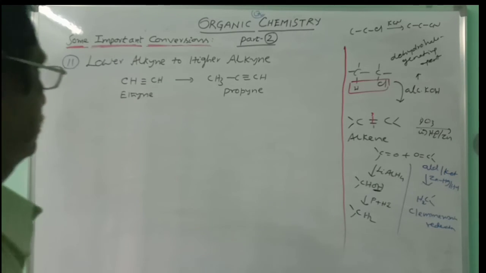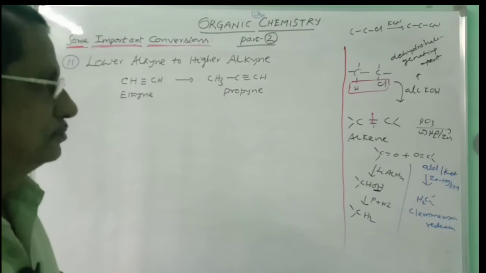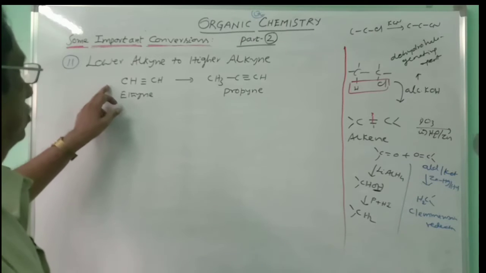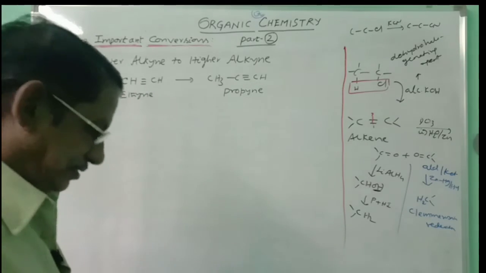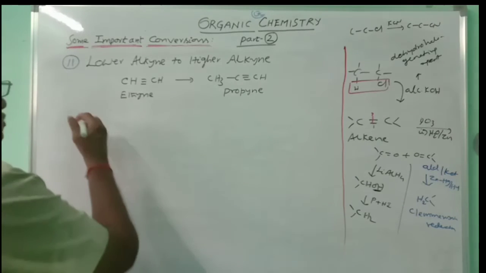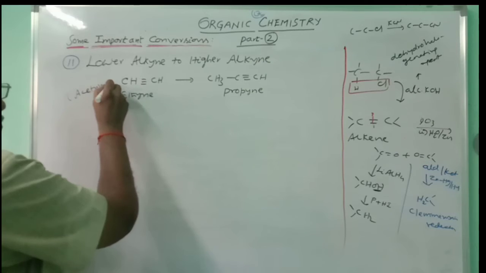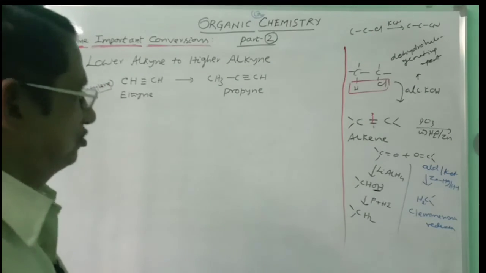Next, 11th conversion, lower alkyne to higher alkyne. Alkyne means a compound which contains a C triple bond C. Example, ethyne, that is acetylene, to propyne, methyl acetylene. The common name for this is acetylene. One carbon is to be increased.